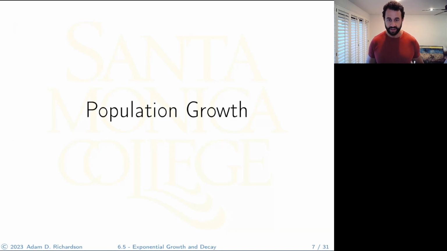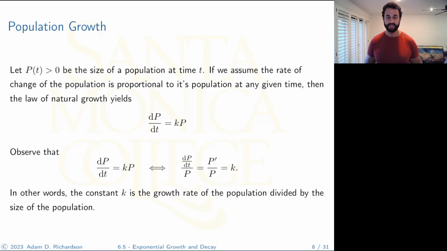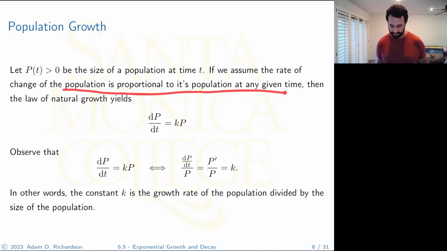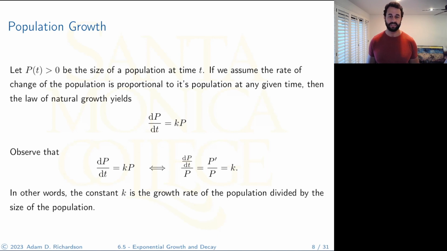All right, now let's first talk about population growth. So let's see how we can use this exponential model to model population growth and see what we can do with it. All right, so let's start with a population function. So let P of t be the size of a population at time t. We're going to assume that it is greater than 0, so we at least have some population. And if we assume that the rate of change of the population is proportional to its population at any given time, then the law of natural growth yields that this is the relationship that must be satisfied.